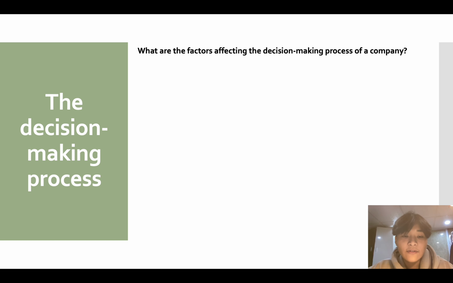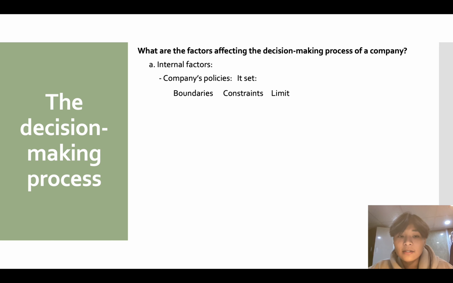Now let's look at the factors affecting the decision-making process of a company. First, let's look at the internal factors, and the first internal factor is the company's policies. They set boundaries, constraints, and limits on the kind of actions that can be taken. The second internal factor is resources.